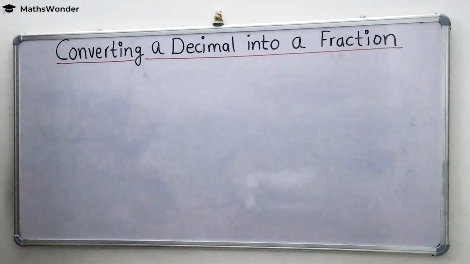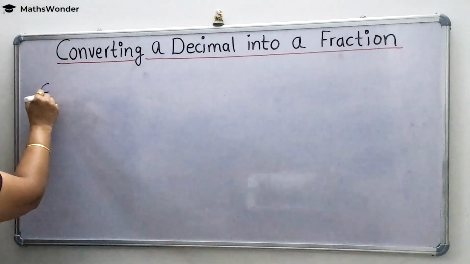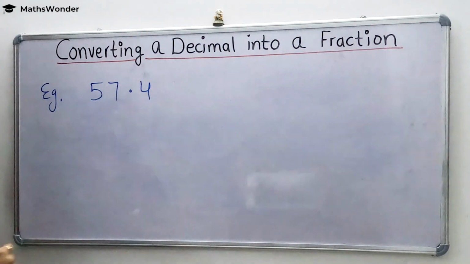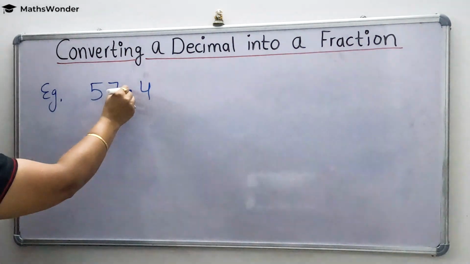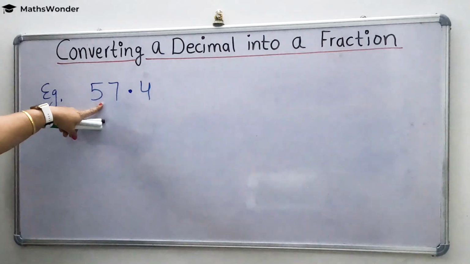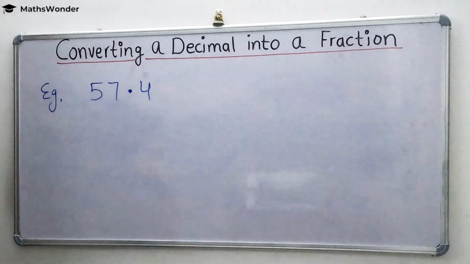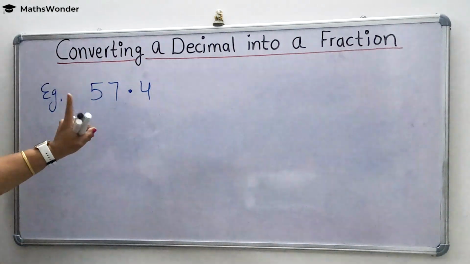So today we are learning converting a decimal into a fraction. Let's try to understand with the example 57.4. This is the decimal number, right? In a decimal number, before the decimal we call it a whole number, after the decimal we call it a decimal place or fractional place. So how will you convert here? Count the number of decimal places in the decimal fraction.